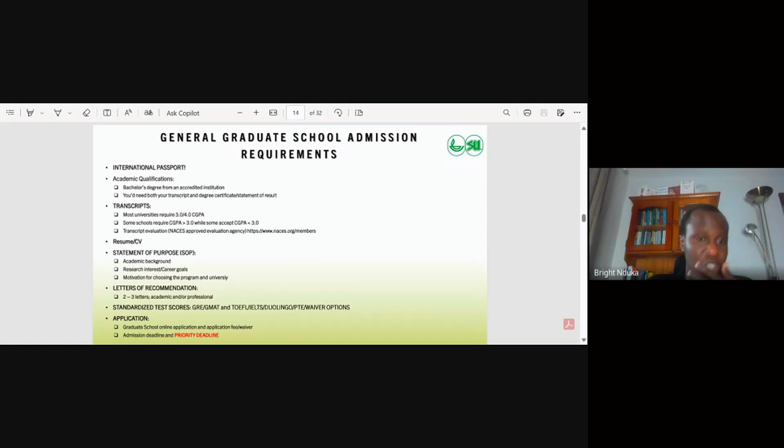So for transcript, most universities require a 3.0 out of 4.0, because the US operates on the 4.0 scale, while the UK operates on a different scale. So some schools require a CGPA of greater than 3.0, while some accept less than 3.0. So check the website. It differs from one school to another.